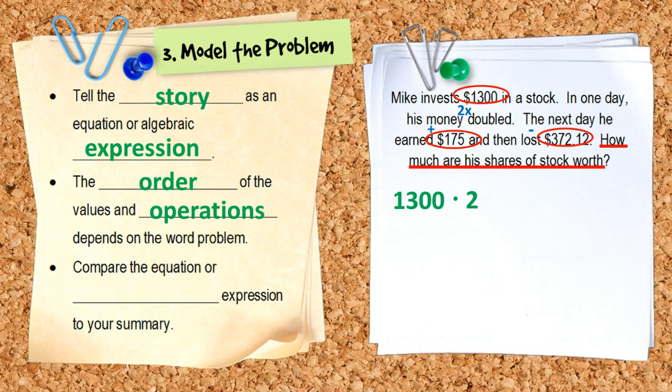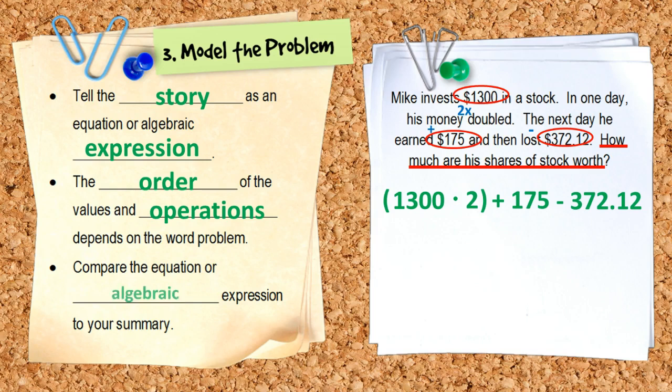The next day, he earned $175. Well, when I read things like the next day or next time, anything that claims that the values up to that point have been finalized before something else happens, to me, that sometimes hints at parentheses. Then it says he earned $175. So we've already decided that that's plus 175. And then lost $372.12.